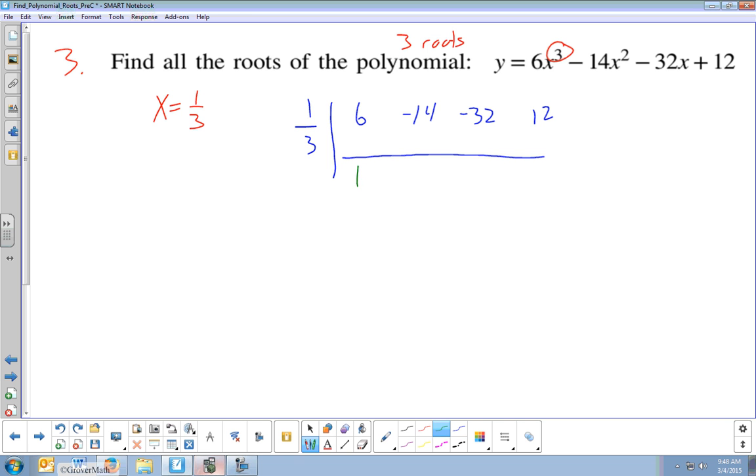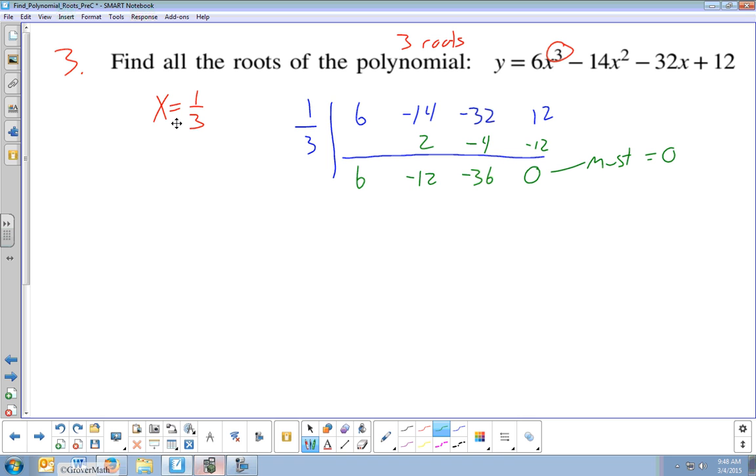and let's see, bring down the 6. 6 times 1/3. Remember, multiplying by 1/3 is the same thing as dividing by 3. So you could just think of this as divided by 3. But 6 times 1/3 is 2, because 6 divided by 3 is 2. This will combine to be -12. Times 1/3, or divided by 3, is -4. This will combine to be negative 36 divided by 3, or times the third, same thing, is negative 12. And this better be a 0.